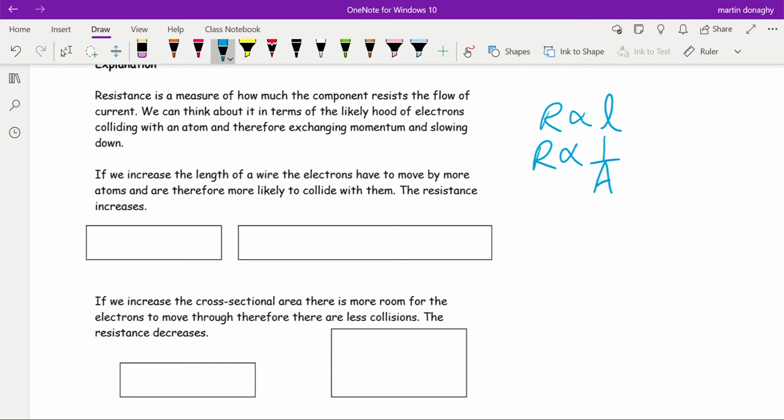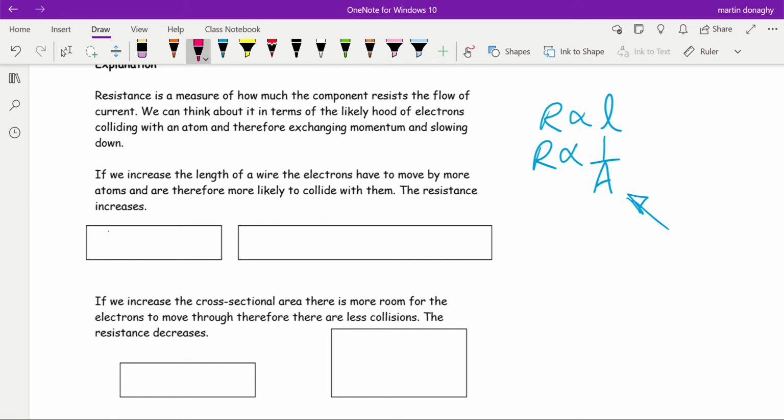And what we really want to do is explain these 2 things. How come if you increase the length, the resistance increases, but if you increase the thickness, the resistance decreases? And resistance is the opposition to the flow of current, and the current here is the charged particles, the electrons. Okay, so what we're saying is it's harder for electrons to move through a longer wire, but easier for them to move through a thicker wire. And it is all in terms of those collisions.